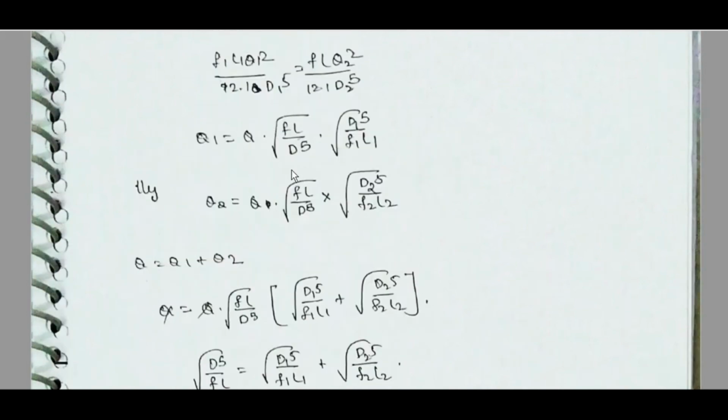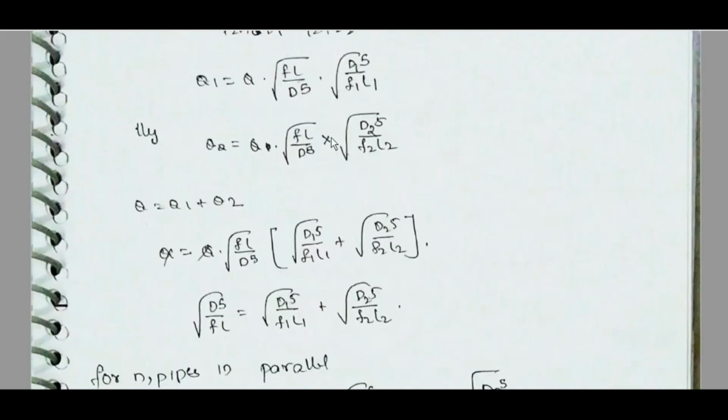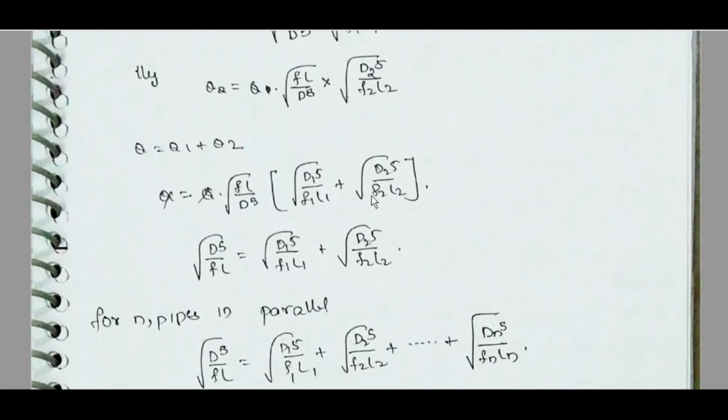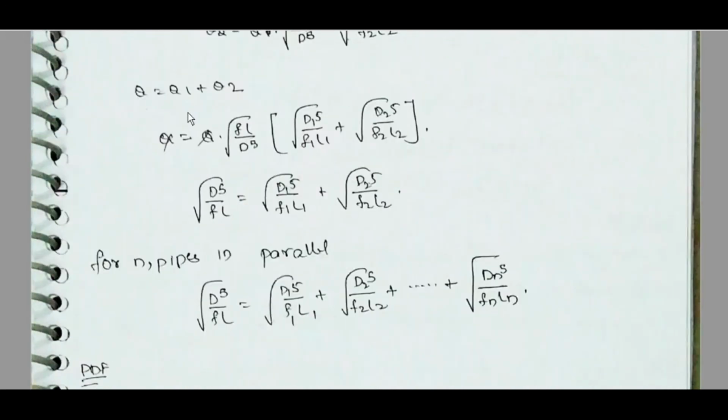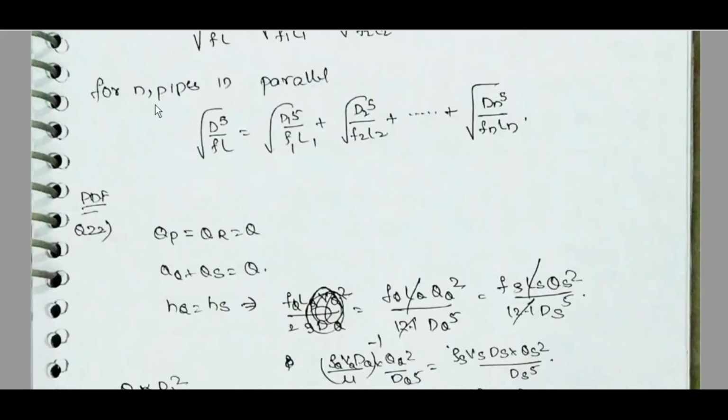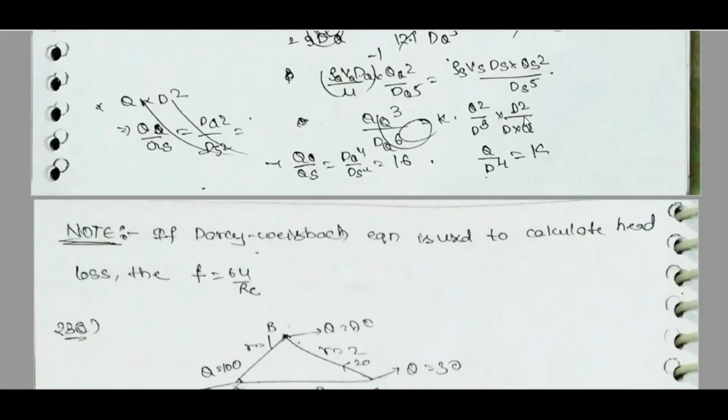Q1 is equal to Q into root of fL by d power 5 into root of d1 power 5 by f1 L1. Q2 is equal to Q into root of fL by d power 5 into root of d2 power 5 by f2 L2. Finally Q is equal to Q1 plus Q2. After cancelling Q, root of d power 5 by fL is equal to root of d1 power 5 by f1 L1 plus root of d2 power 5 by f2 L2. For n pipes in parallel, root of d power 5 by fL is equal to root of d1 power 5 by f1 L1 plus root of d2 power 5 by f2 L2, so on, root of dn power 5 by fn Ln.